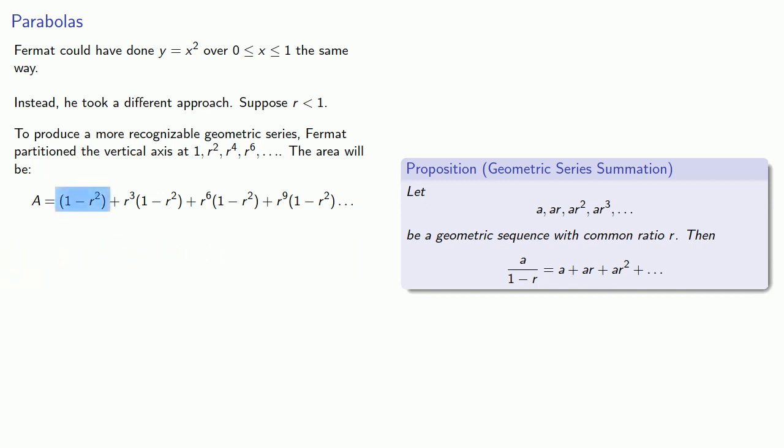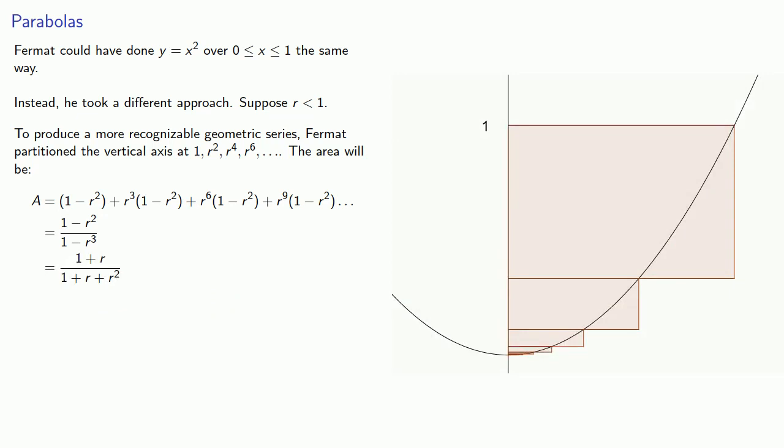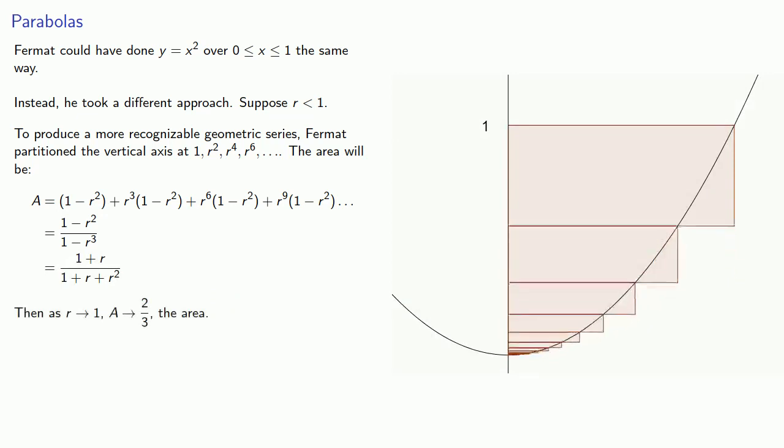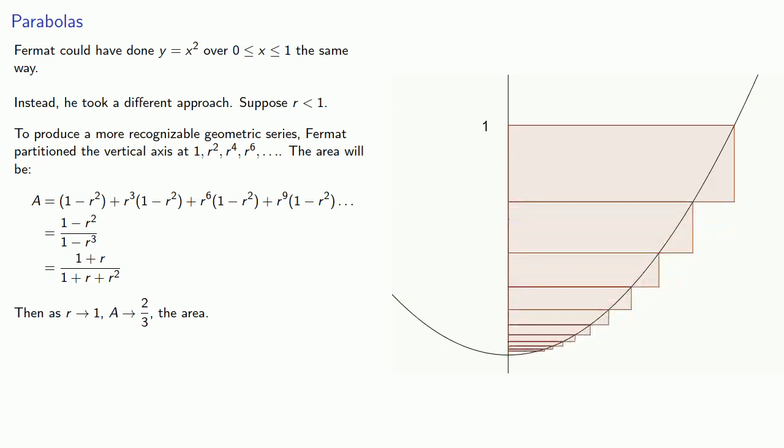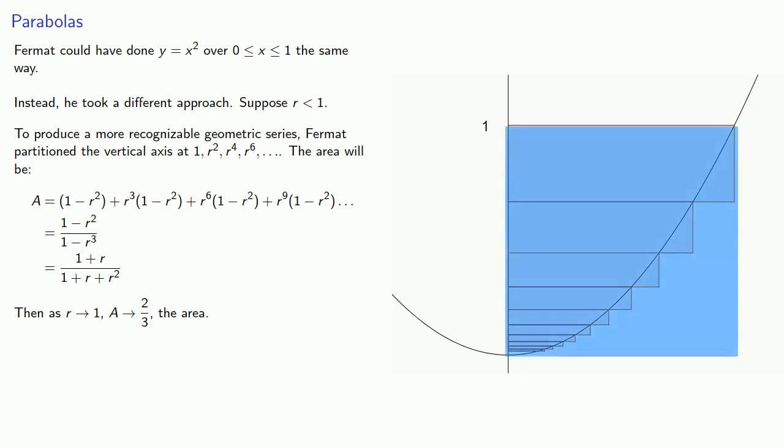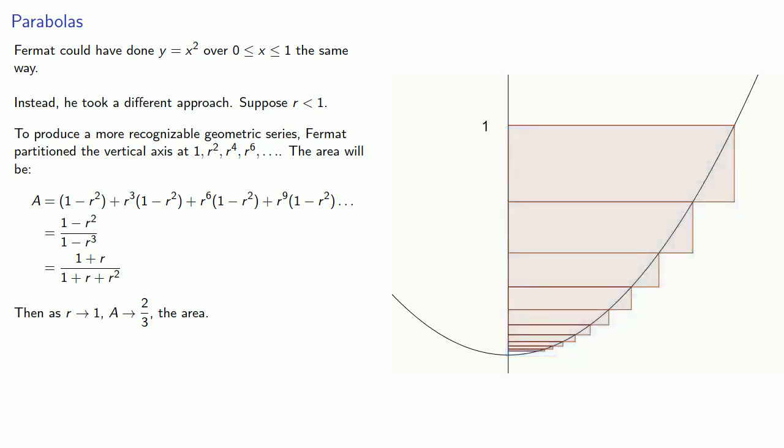So we have the first term of the series, 1 minus r squared, and the common ratio is r cubed. And so the sum of the series is 1 minus r squared over 1 minus r cubed, which simplifies to, and as r gets close to 1, our area gets close to 2/3. And since this entire region fits in a rectangle that's 1 wide by 1 high, we can find the area under the curve, 1 minus 2/3, or 1/3.